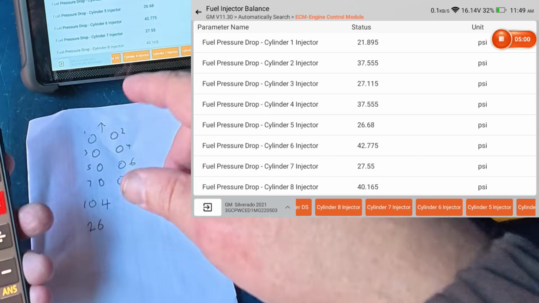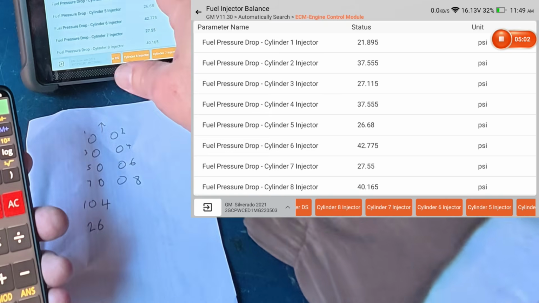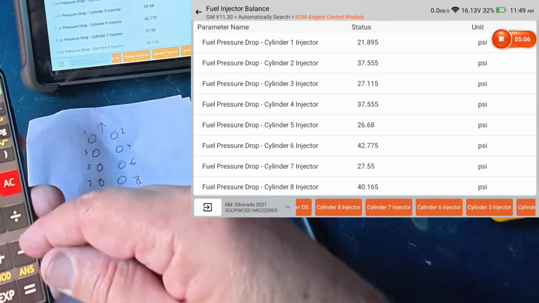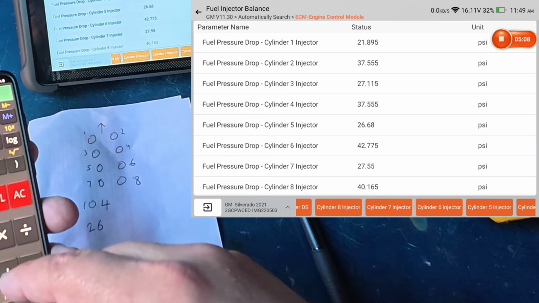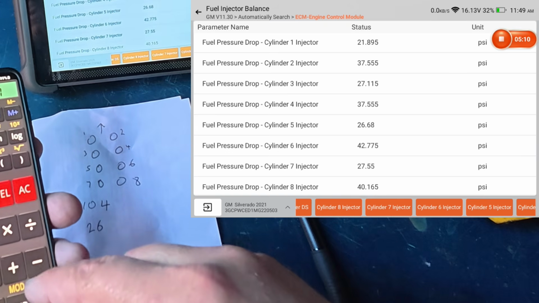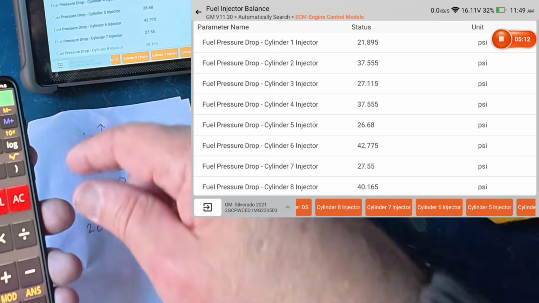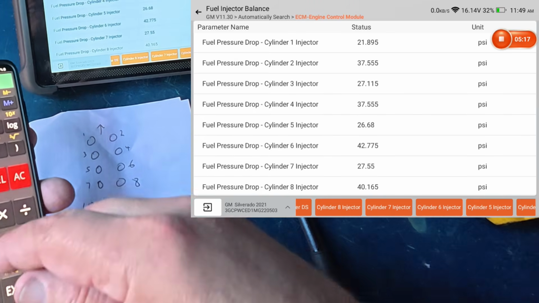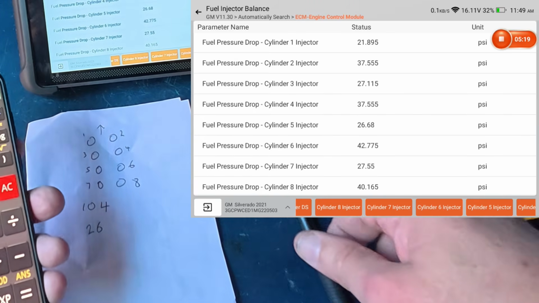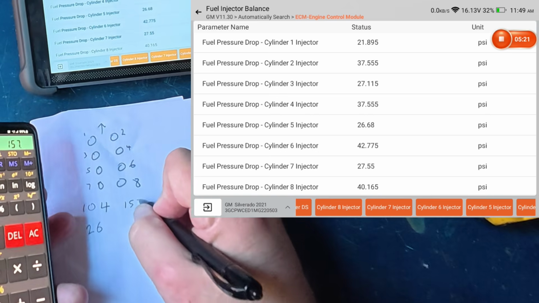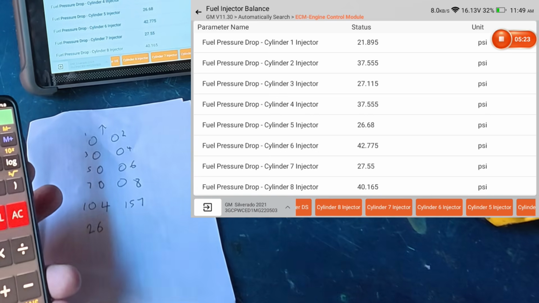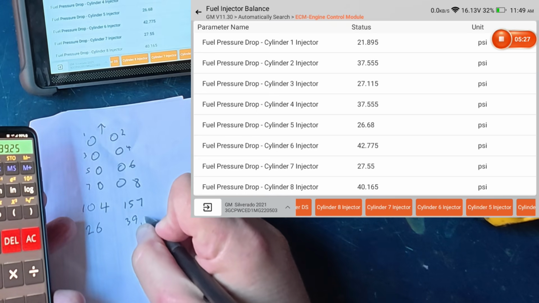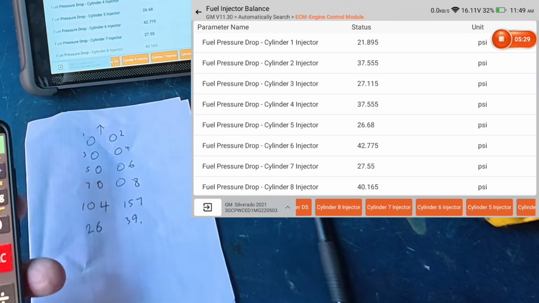We're going to do bank 2, which was 30. We'll just call that 37. Plus, no, that's another 37.55. We're going to call that 37 also. And then 42, 43, plus 43, plus 40. That was a total pressure of 157. We're going to divide that by 4, and that is an average of 39.2. We're just going to call it 39.